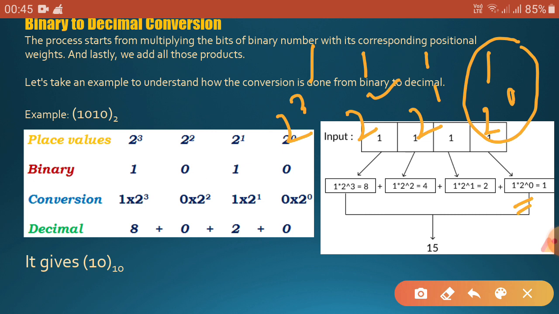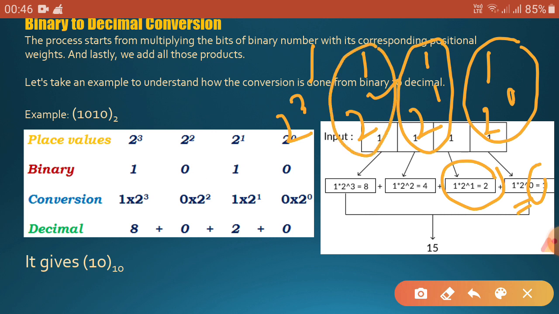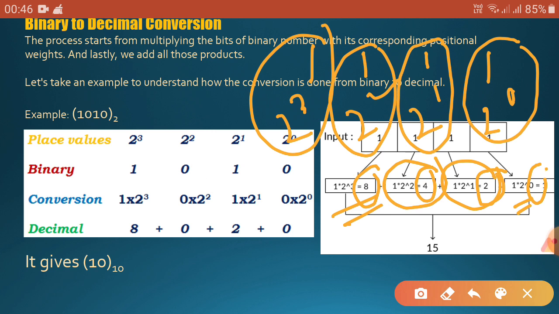Because 2 to the power 0 means 1, and multiplying with 1 gives us 1. Then 1 into 2 to the power 1 gives us 2, as 2 to the power 1 means 2, and multiplying with 1 gives us 2. Then 1 into 2 to the power 2 gives us 4, and 1 into 2 to the power 3 gives us 8. So already we have 8, then 4, then 2, then 1, so it gives us the result 15.